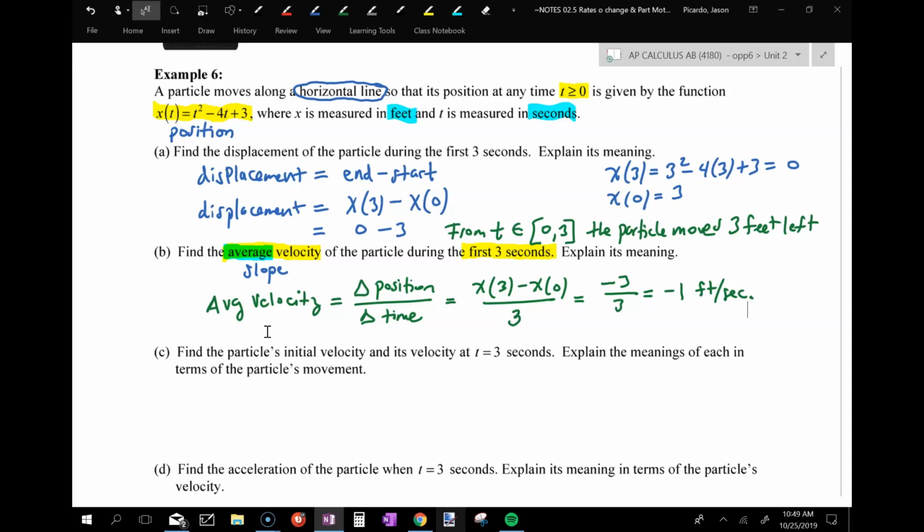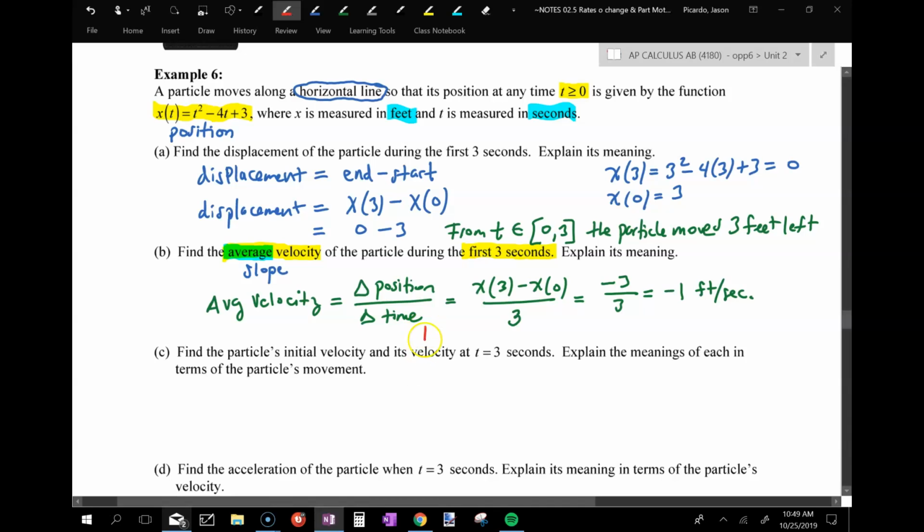Okay, so the particle is moving left at an average rate of 1 foot per second, right? I mean, that's what's happening, right? It's moving left at an average rate of 1 foot per second for the first 3 seconds, right? So we got to be able to articulate that really, really specifically, right? What am I doing? Where am I going?